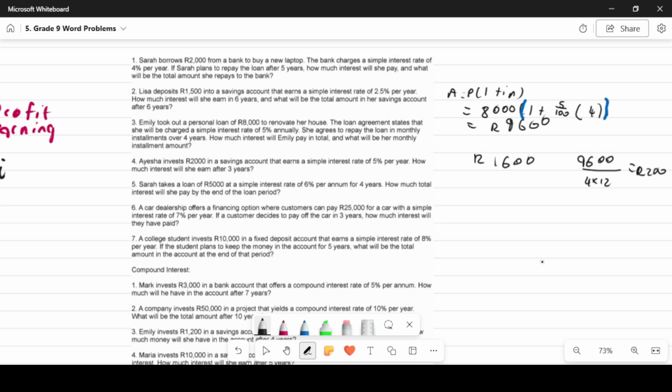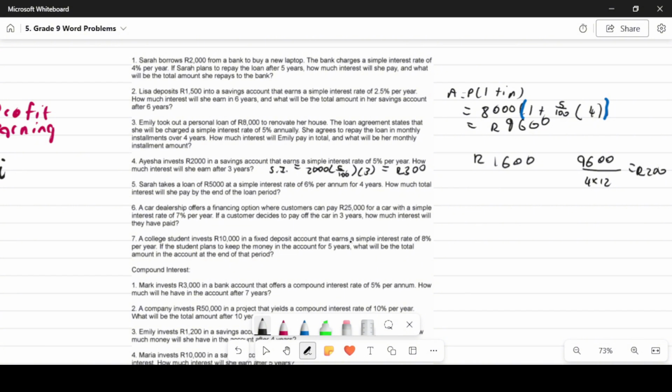Right? Very simple. She invests 2,000 Rand into a savings account that earns a simple interest rate of 5% per year. How much interest will she earn in 3 years? Let's just use the simple interest formula. So it'll be 2,000 into 5 over 100 multiplied by 3, which is 2,000 times 5 times 3 over 100, 300 Rand. So 300 Rand worth of interest she will earn after 3 years.